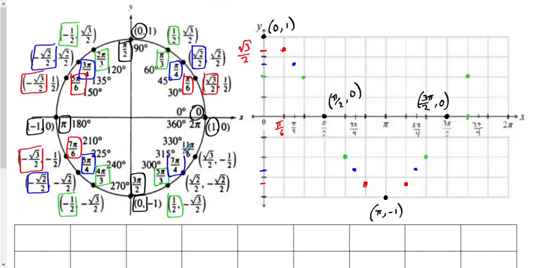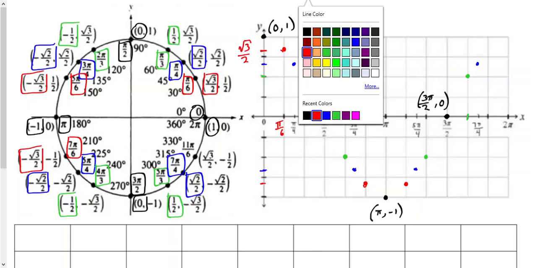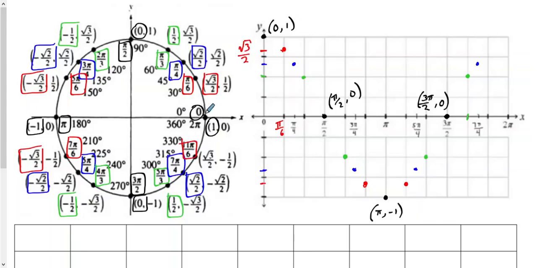Then we've got 7 pi over 4 and root 2 over 2, which is going to go here. Again, I'm using the points that I placed earlier to help me place these. My last, well, second to last point will be at 11 pi over 6 and root 3 over 2. So that looks like it should go here.